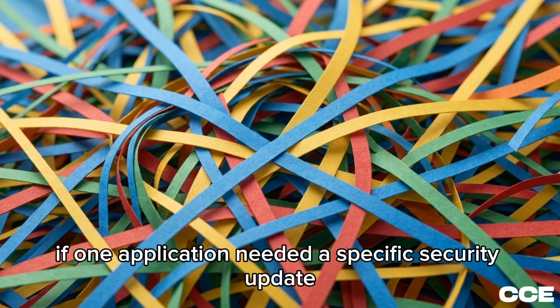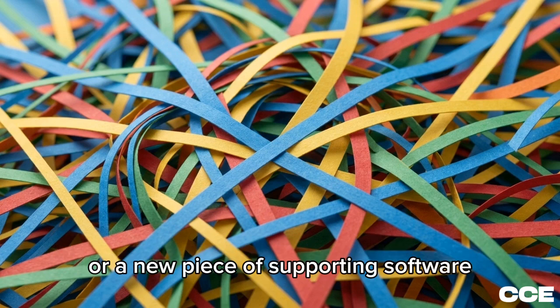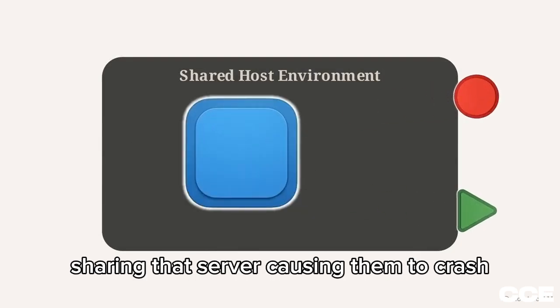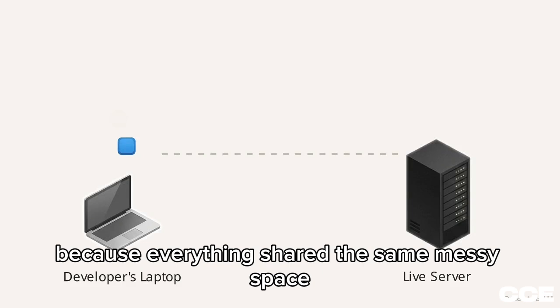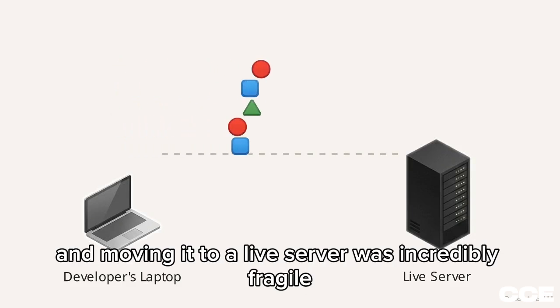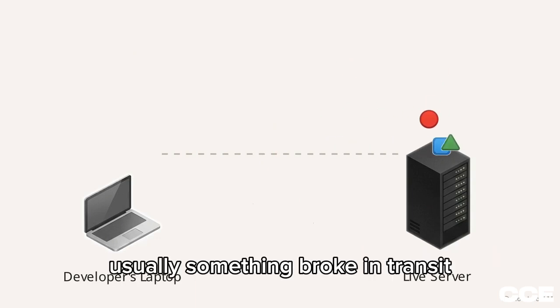If one application needed a specific security update or a new piece of supporting software, installing it could easily interfere with completely unrelated programs sharing that server, causing them to crash. Because everything shared the same messy space, taking an application from a developer's laptop and moving it to a live server was incredibly fragile. Usually, something broke in transit.